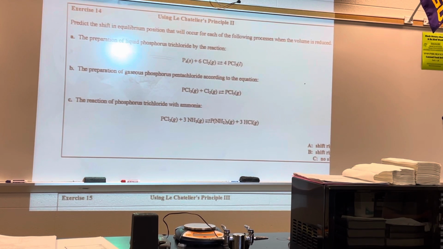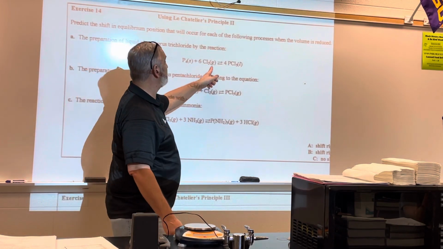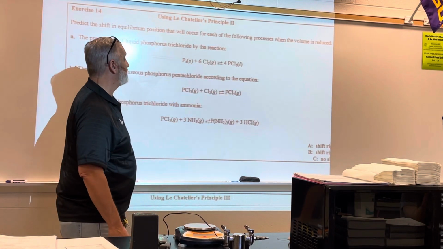The way I think about this is that if it's closing in, those gases are all getting closer and closer. They want to make room for themselves, so some are going to go back down into the liquid, or fewer moles of gas are going to recombine. So, given this right here, which way is the equilibrium going to shift?